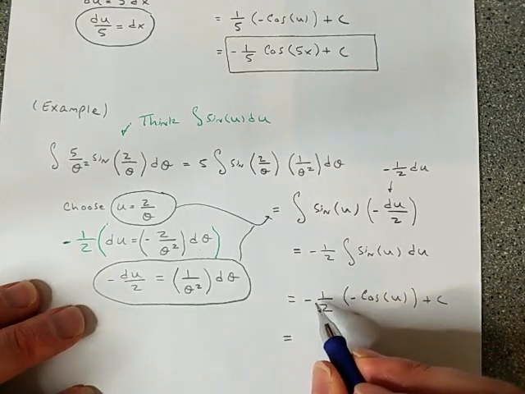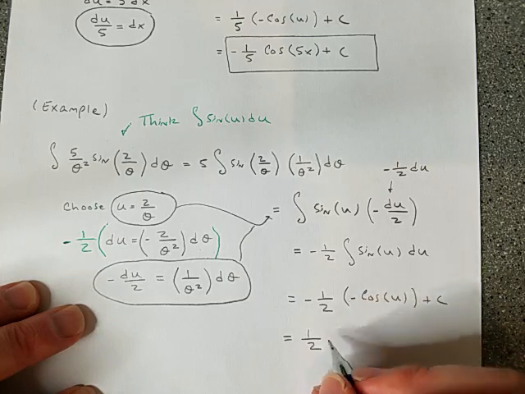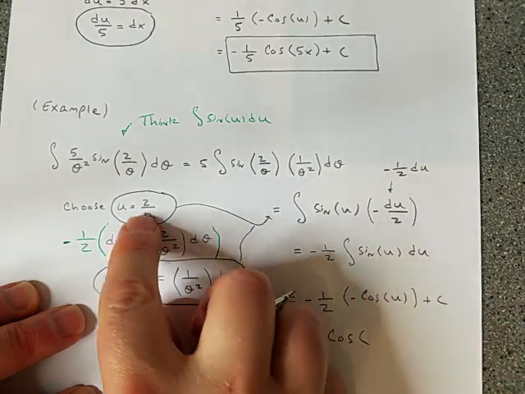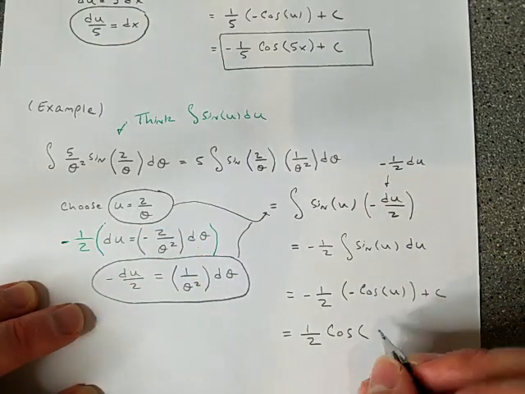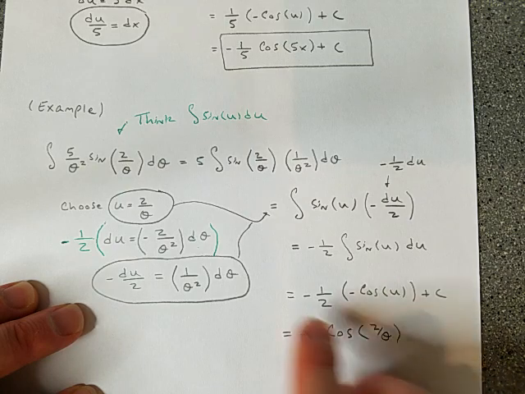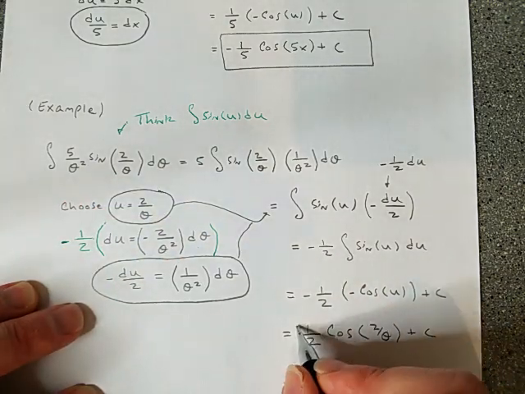Final answer. Let's see. Negative and negative, I'll get 1/2. And then I got cosine u. U from the beginning was chosen to be 2 over theta, so we'll put that in. This will give us our answer in terms of the variable that we started with, which was theta, and then plus c. Okay.